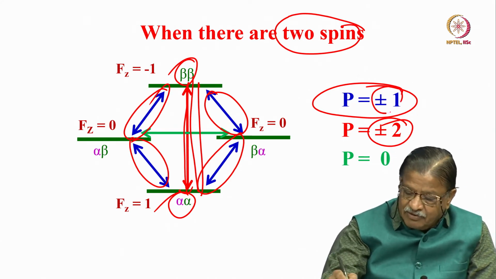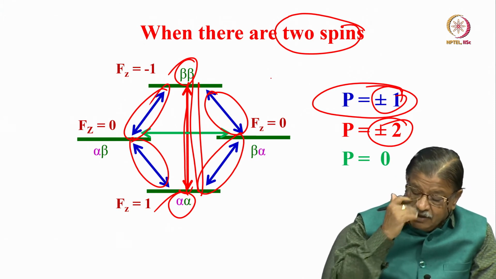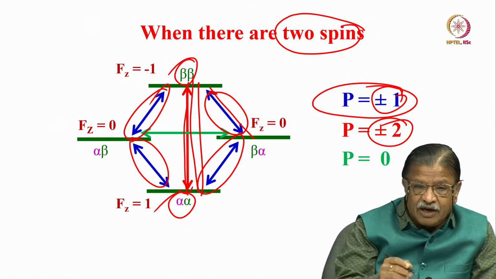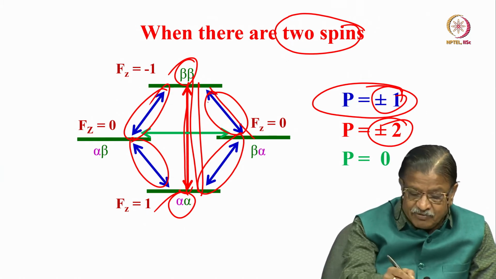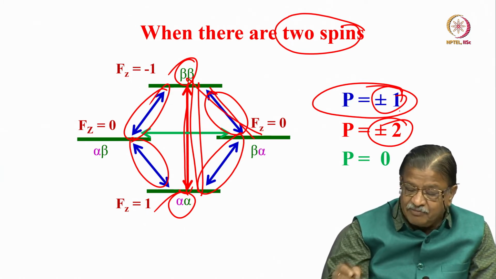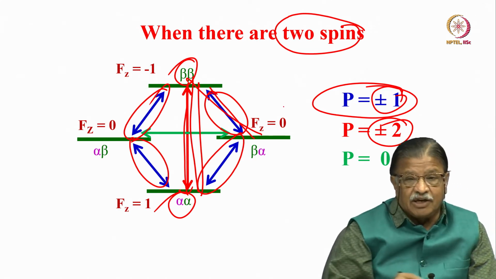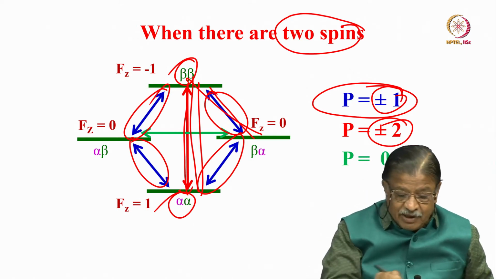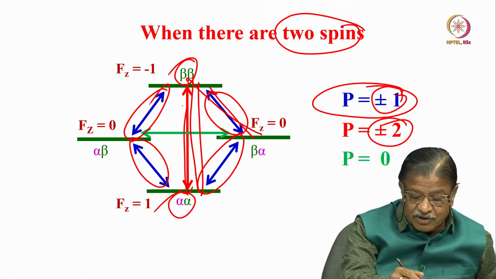Similarly, for p plus or minus 1, there are 4 possibilities. Going from here to here, alpha going to beta is plus 1. Here, beta coming to alpha is minus 1. So there are 4 such single quantum transitions, plus 1 and minus 1. But plus 2 and minus 2 is only 1 each.